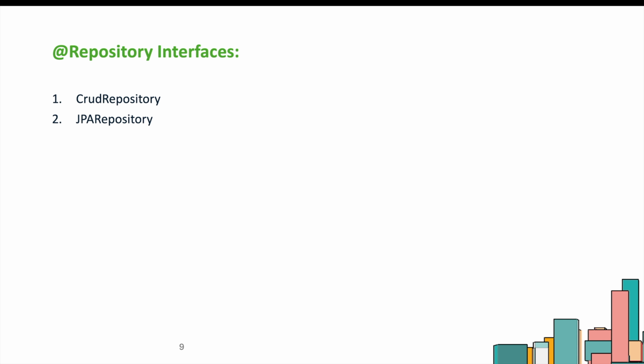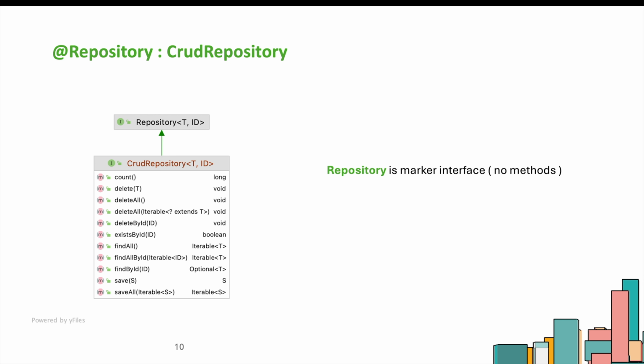Let's look at repository interfaces. The repository interface is a marker interface. It has two children, CrudRepository and JpaRepository. As I said, the repository interface is a marker interface. It has no methods. And CrudRepository is a sub interface of the repository interface. CRUD itself says create, read, update, delete. You can create a table, read the rows, update the rows, delete the table and rows. So it has these CRUD operation methods.